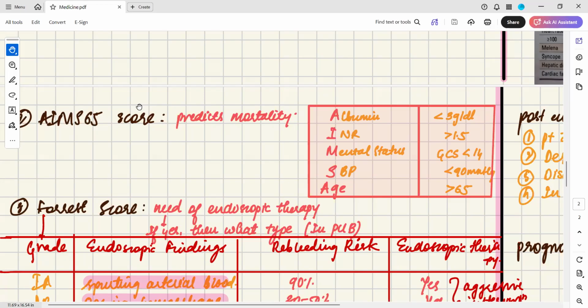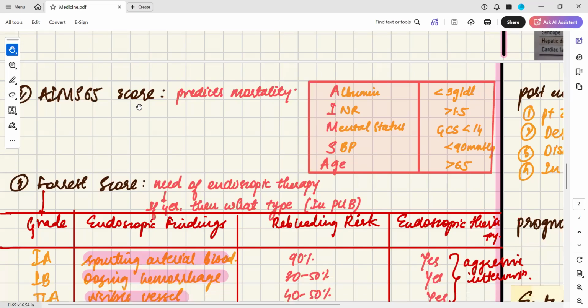The next score is the Forrest score. It shows the need of endoscopic therapy, like whether the endoscopy we do in this patient is only diagnostic or therapeutic. There are grades 1A, 1B, 2A, 2B. In these grades, we need immediate endoscopic therapy, which is spurting arterial blood, oozing hemorrhage, visible vessel or adherent clot. In these patients, we have to take them for immediate endoscopic therapy.